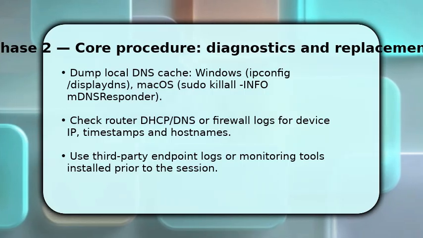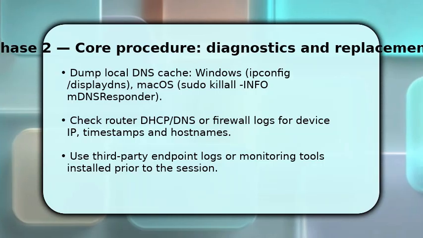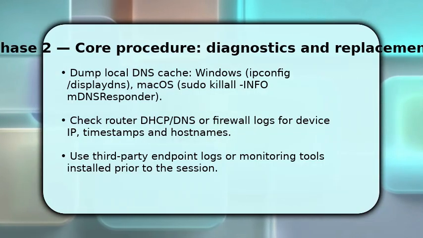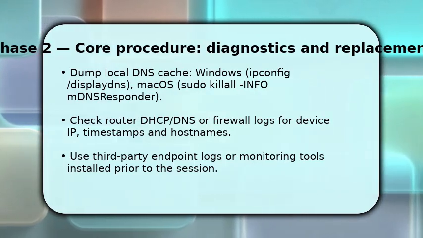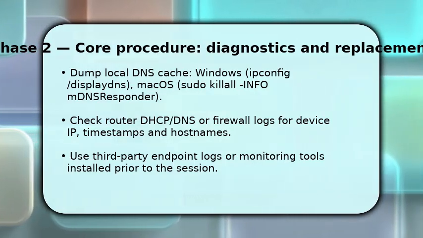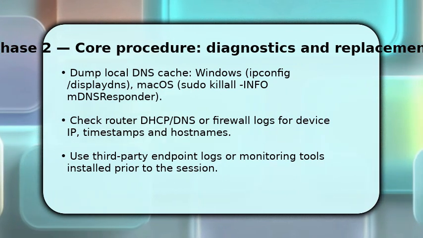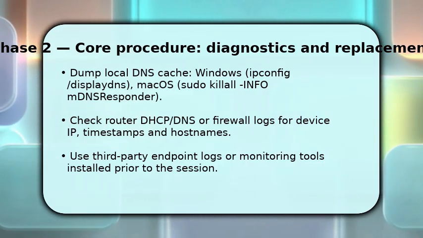Next, log into your router or firewall admin and export DHCP, DNS, or web filter logs for the device's IP and timestamps. If you had endpoint monitoring or a parental control app installed before the session, pull its logs, because those tools record visited domains and sometimes full URLs. Make sure you correlate timestamps and device identifiers for accuracy.